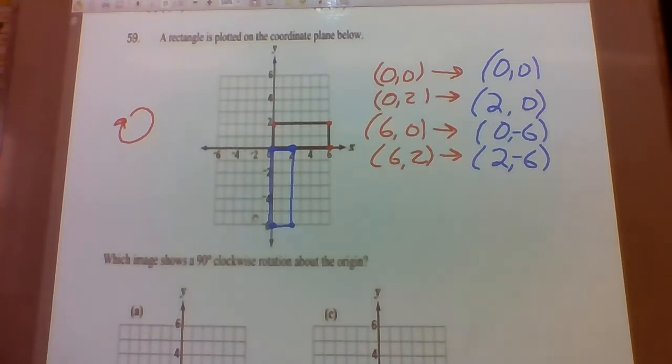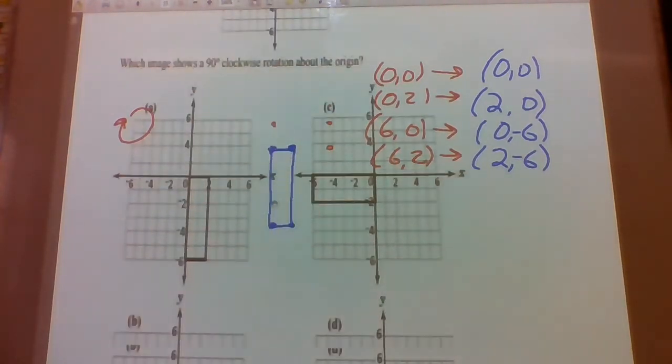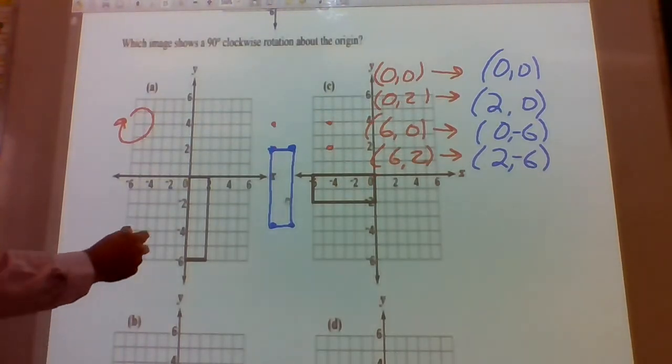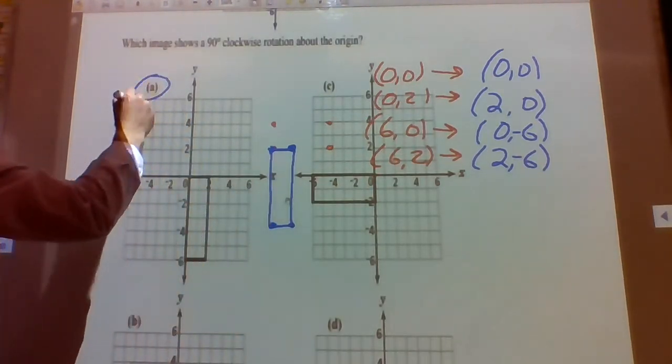So let's see if that matches any of our choices here. And it matches choice A. So our answer choice here is going to be A.